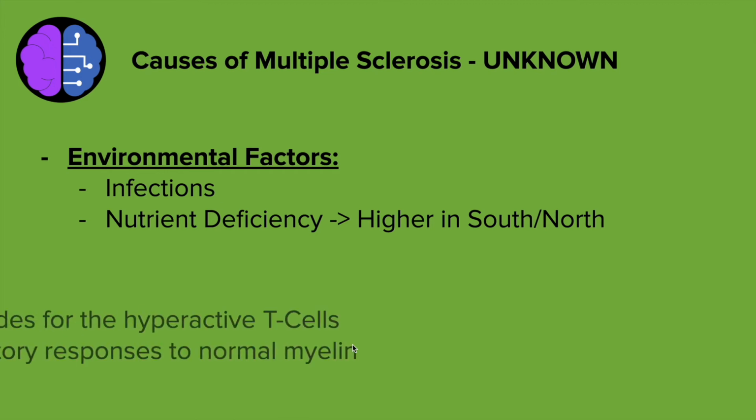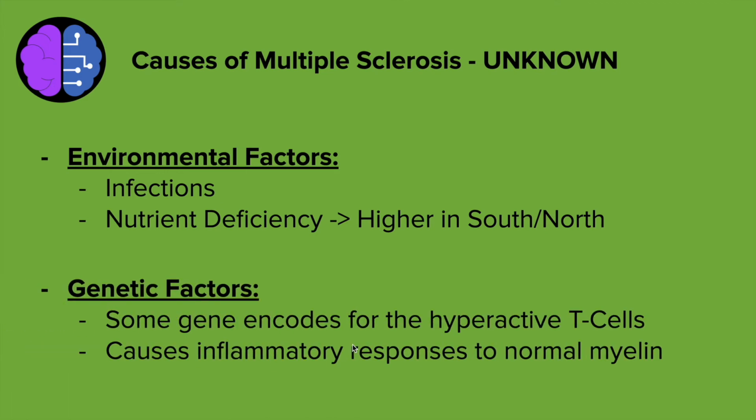Now, the second major factor, and the one that we're going to be focusing most on in this project, is the genetic factor. Now, some genes have to encode for those hyperactive T cells, and we've seen what can happen when those T cells are hyperactive, right? Calling on those macrophages to destroy those oligodendrocytes, which destroys a lot of that myelin, which destroys a lot of those electrical signals, right? And it's a whole mess.